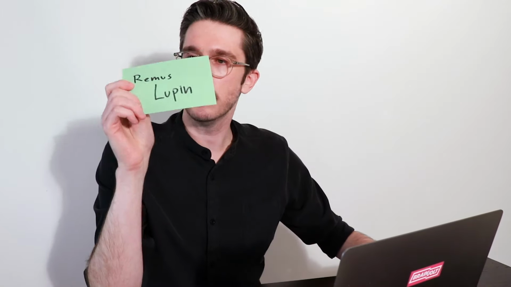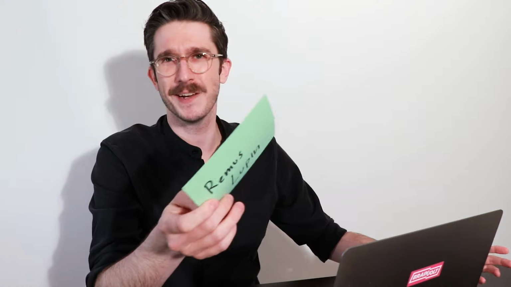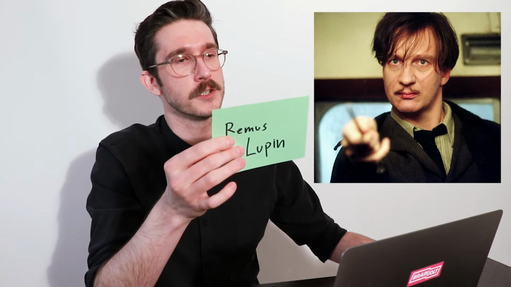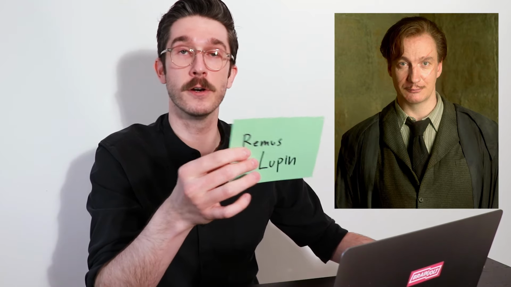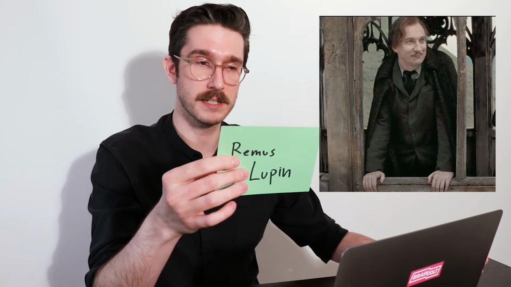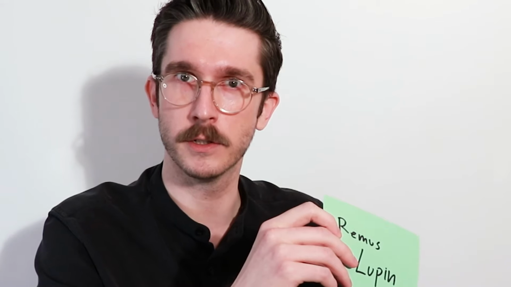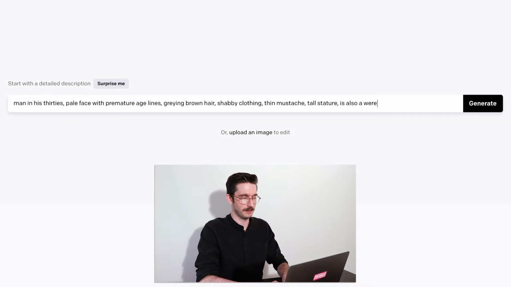Moving on. Next up, we have Professor Remus Lupin, Year 3 Professor of Defense Against the Dark Arts. But that's not why we're here. We're here to talk about what he looks like. Pale face with premature age lines, light brown hair which grayed early in his 30s. His clothing was usually shabby and patched up. He had a thin mustache with tall stature, but in werewolf form, spoiler alert, is also a werewolf.